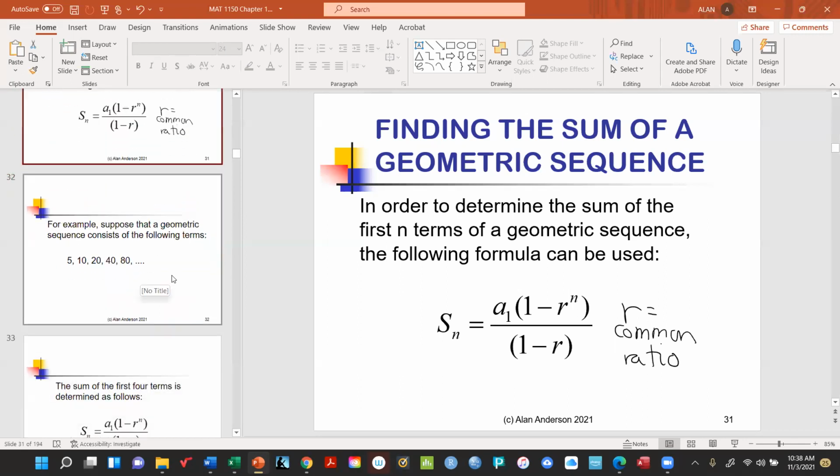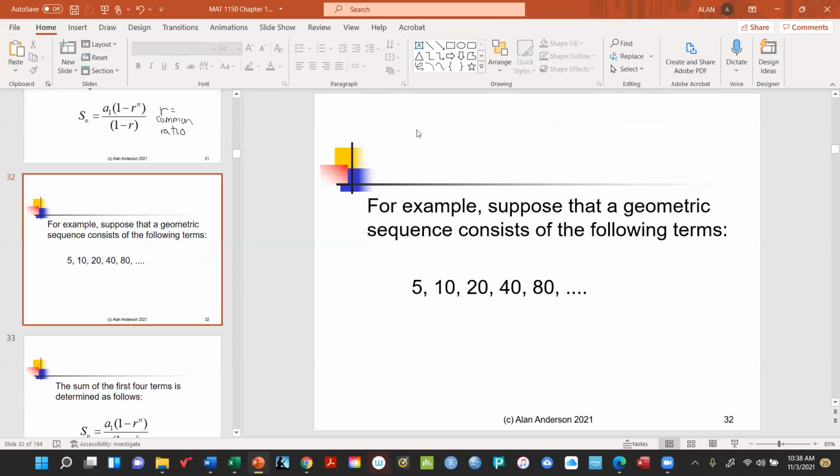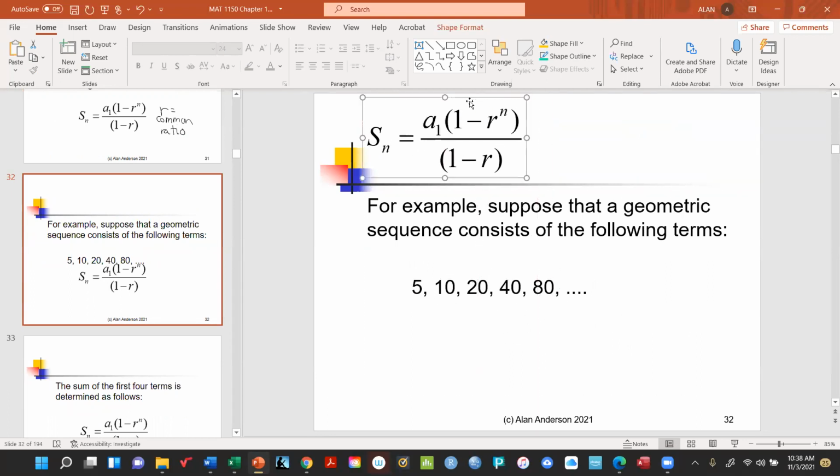So let's say this is our sequence. Actually, I'm going to copy this. And so first of all, let's confirm that this is a geometric sequence. And how do we know? Because I'm doubling. Every time I move on to the next term, I'm doubling, I'm multiplying by 2. So clearly, the common ratio is 2.